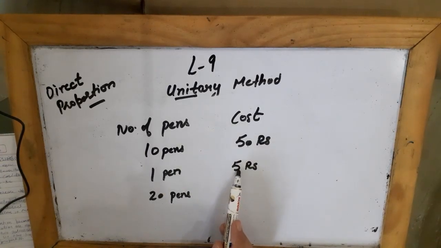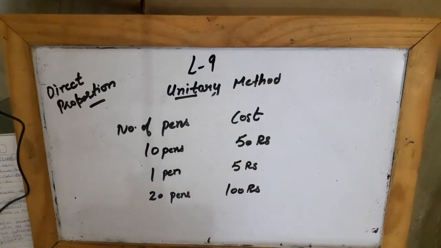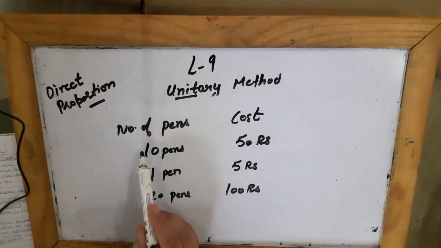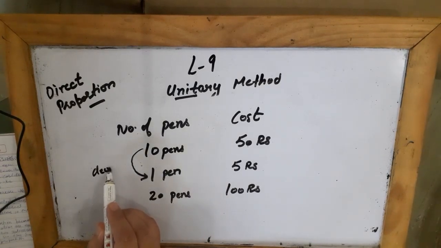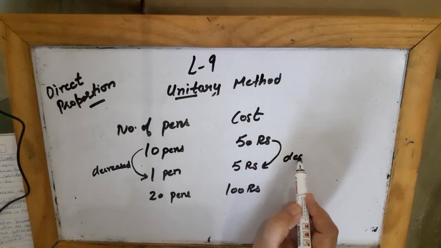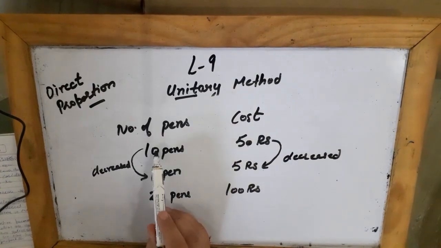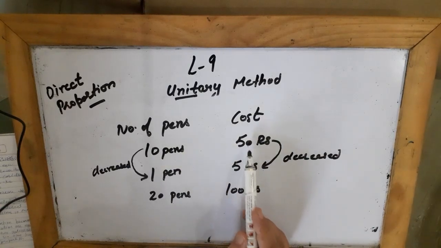Since the price of one pen is 5 rupees, 20 pens will cost me 100 rupees, right? Now from this example, you can see that when I decreased the number of pens from 10 to 1, their cost also decreased. Where if the number of pens is 10, the cost was 50. When I decreased the number of pens to 1, the cost also decreased to 5 rupees.